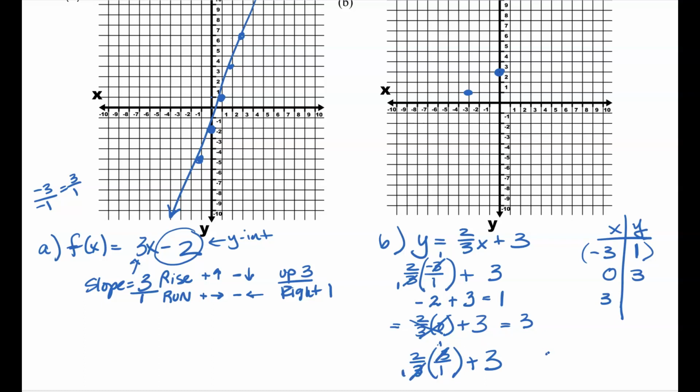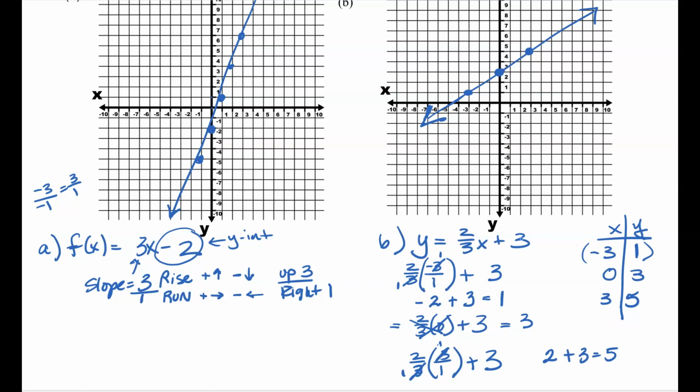So 2 times 1 is 2 plus 3, and I get 5. So (3, 5) is my other point. 1, 2, 3, 1, 2, 3, 4, 5. And you can see that they all line up. So that's a good indication that I did my math correctly. And I connect them with a straight edge, and I make my line.